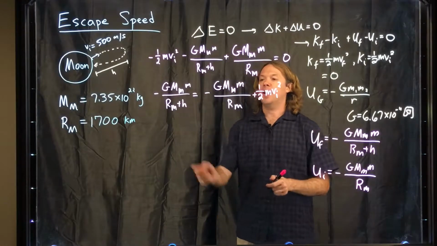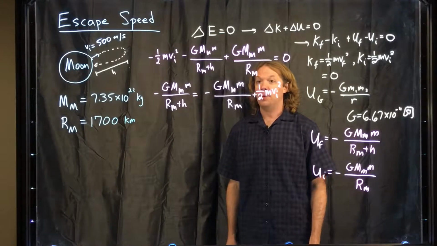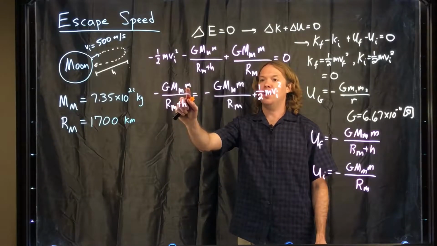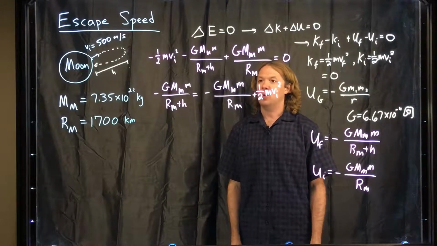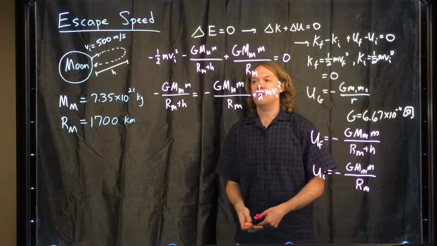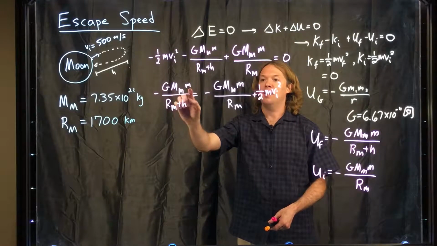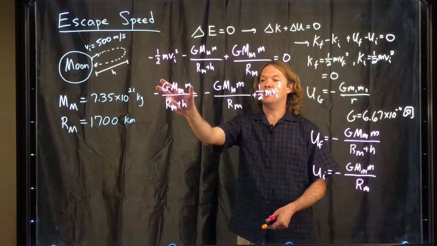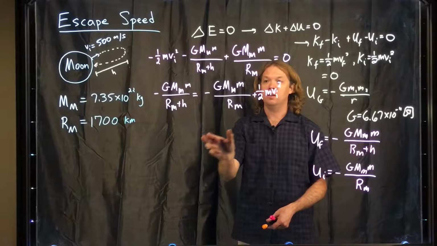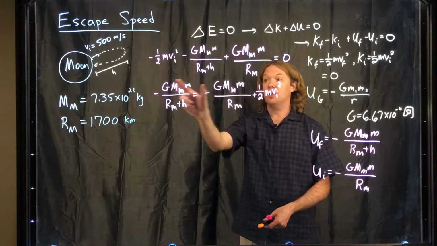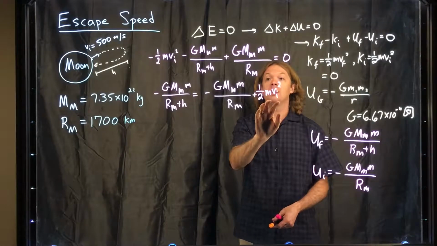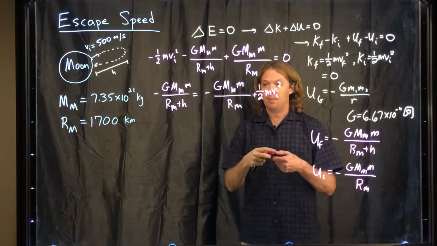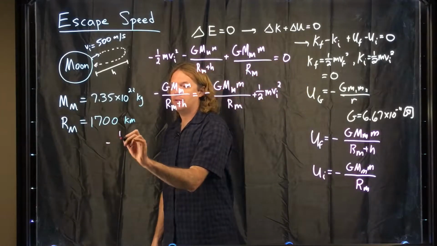So now we're still trying to isolate this guy. But I noticed that I have a GMm here and a GMm there, along with this 1/2 m v_i squared. So what I'm going to do is divide both sides by this GMm. If I do that, that's going to divide this part out. That's going to go to 1. Divide both of these terms by GMm. That's going to make this guy go away. And then I'll have just this term divided by GMm. So that will leave me with minus.